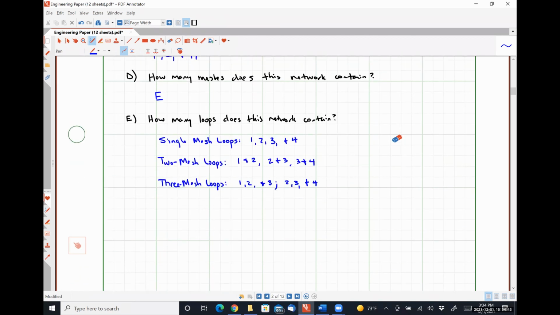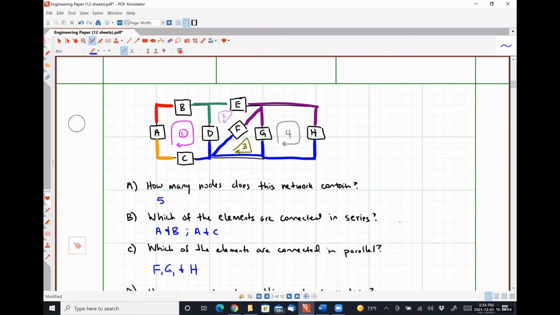And then finally, how many 4 mesh loops do we have? Obviously just the 1. So that would be the path around the perimeter of the circuit. Right?